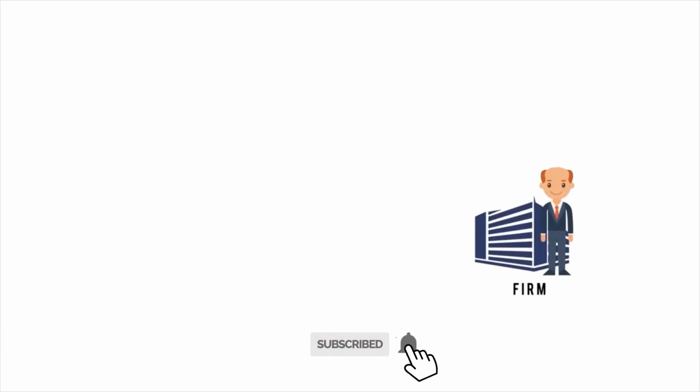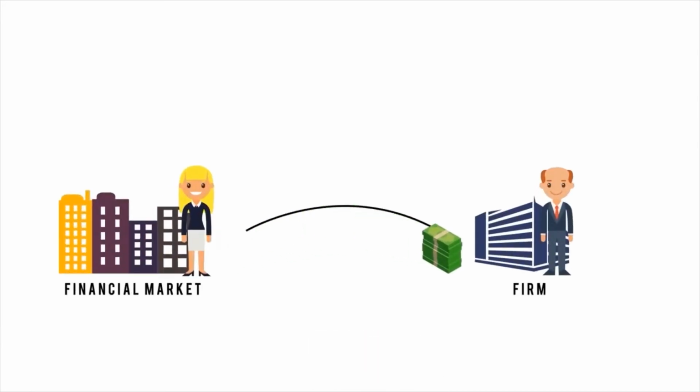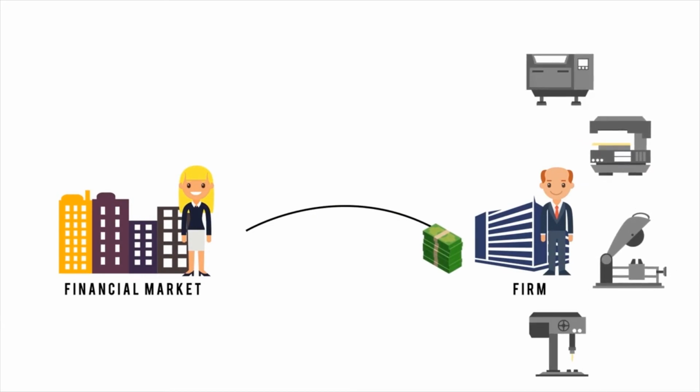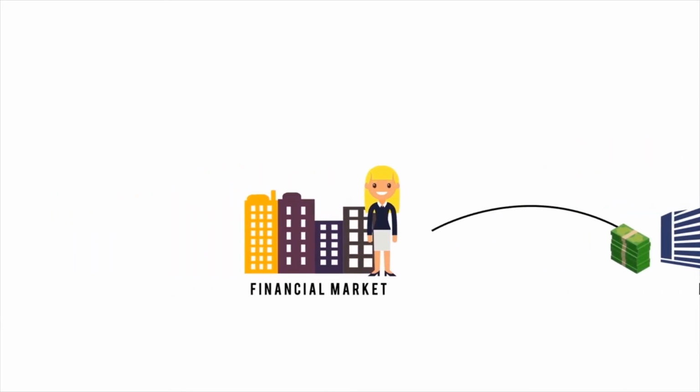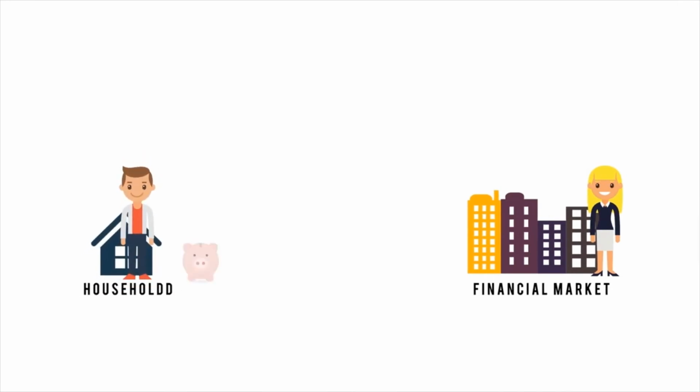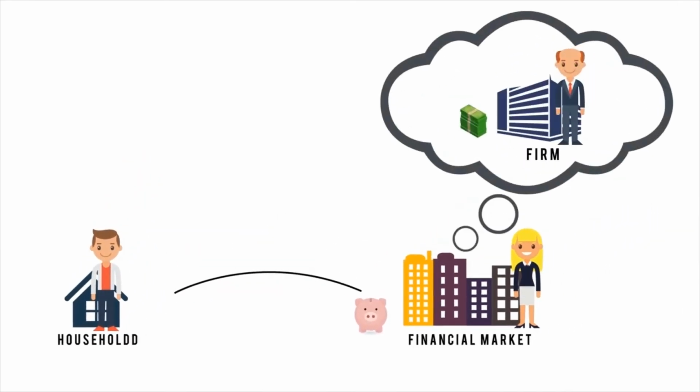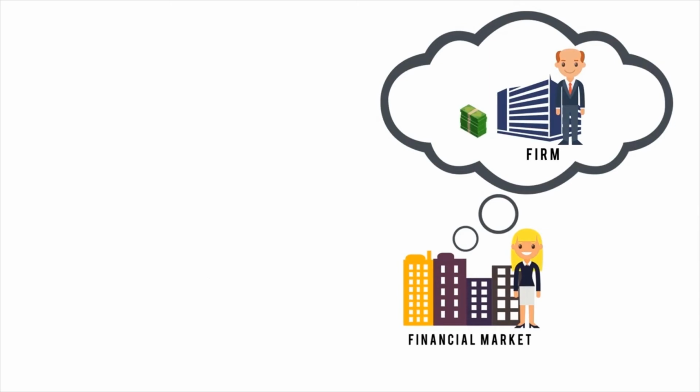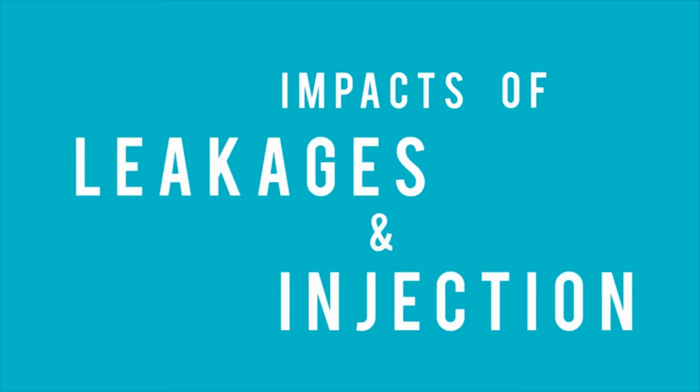For example, firms need the financial sector to borrow money for investment, so that they can buy more capital goods and expand their operations. Similarly, the financial markets need the households to deposit their savings, which is what they lend to the firms. The last but not the least, it helps to identify and study the impact of leakages and injections.